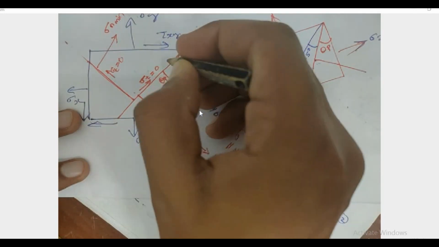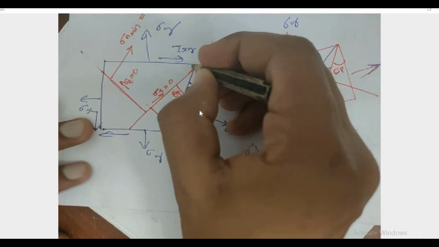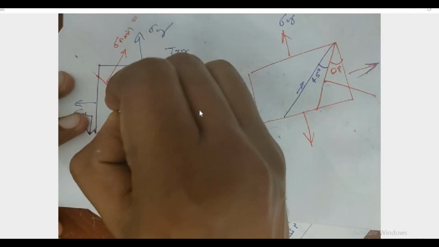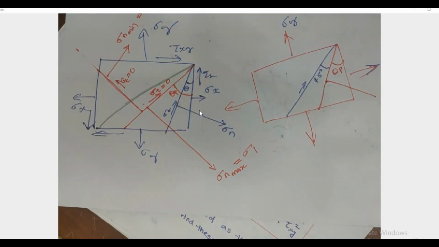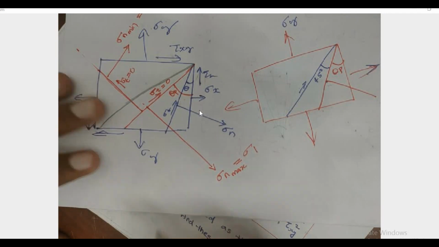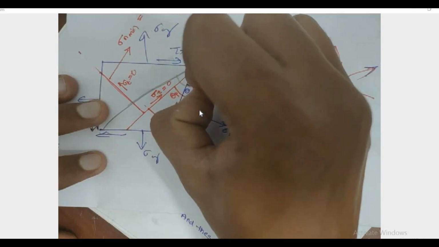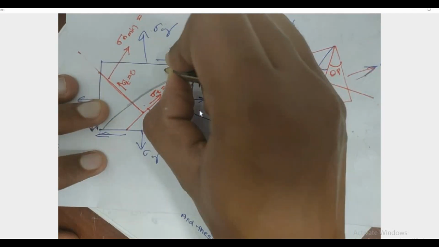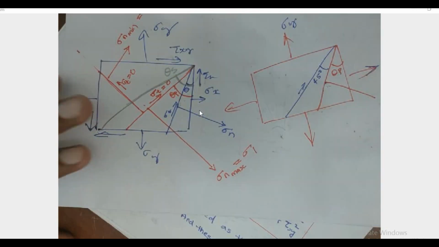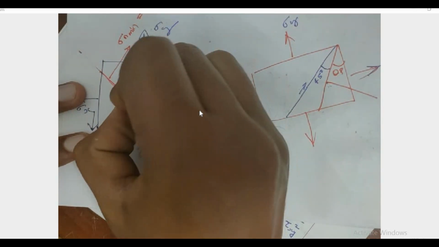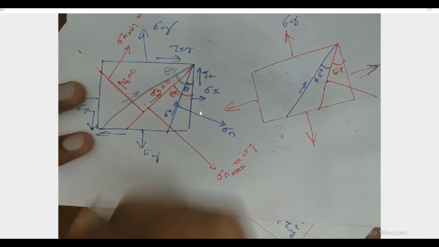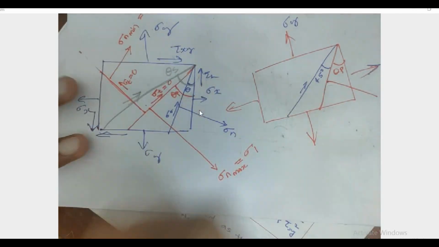We have another plane. This one is the other plane. That plane is at an angle theta s with the vertical, where shear stress will be maximum. Shear stress will be maximum.